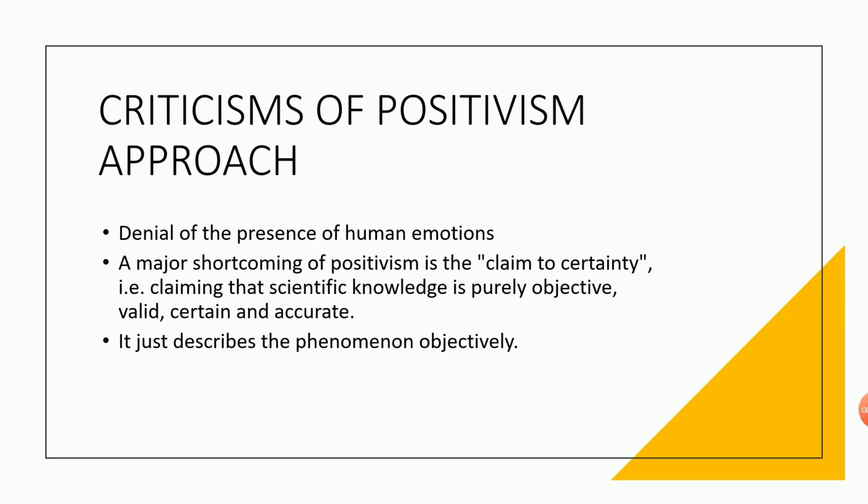There are certain criticisms of this approach. First is the denial of the presence of human emotions. Since it is more of an objective type, it omits or denies the presence of any kind of emotions. So we cannot assess human behavior in this kind of approach. A major shortcoming of positivism is the claim to certainty, that is, claiming that scientific knowledge is purely objective, valid, certain and accurate. Here they describe any phenomenon objectively only, not subjectively. So these are the criticisms of the positivism approach.